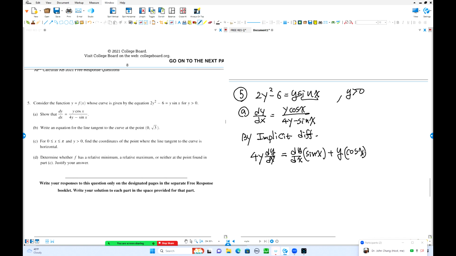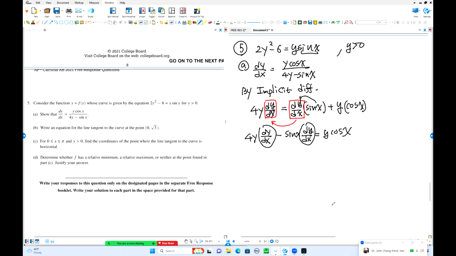That's right. We have a dy dx on both sides. Here dy dx, here dy dx. Move this one to the left. So we got 4y dy dx, I'm going to write this first, minus sine x dy dx, equal to y cosine x. Now we have two dy dx terms, we need to combine them. So dy dx comes out. Inside the parentheses, we got 4y minus sine x, equals y cosine x, okay?